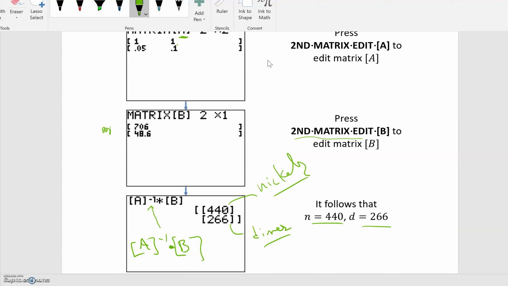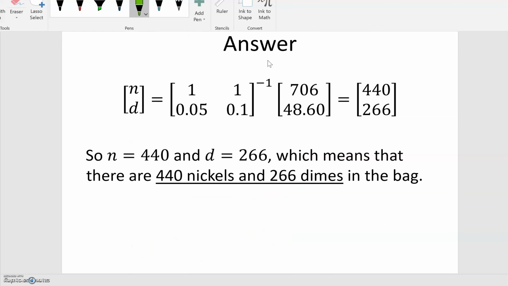All right, so that's a basic application. You know, the matrix part of it is not the hard part, I don't think, in this case. That's more the setting up the equations. But the matrix is useful. So there is our solution again.